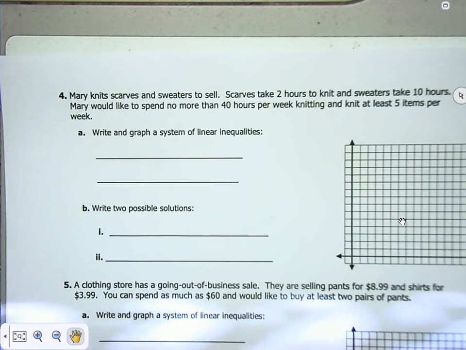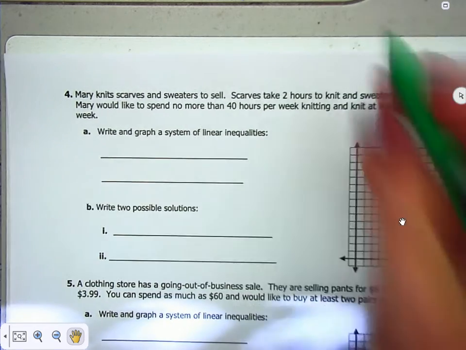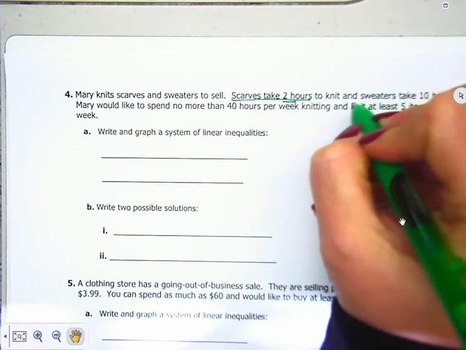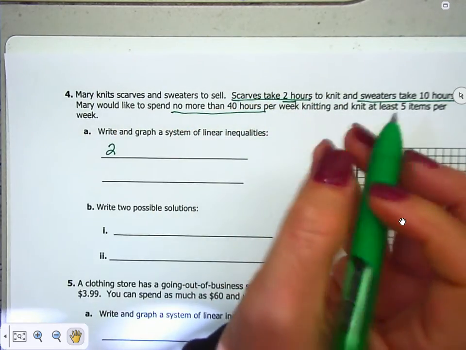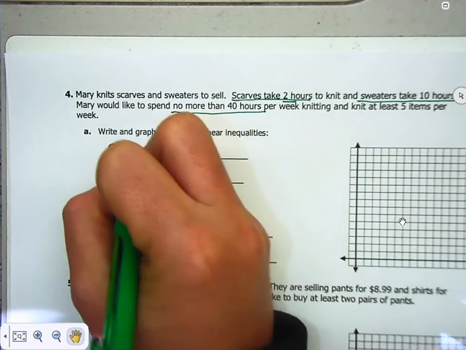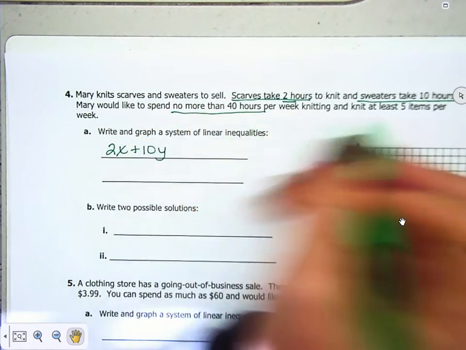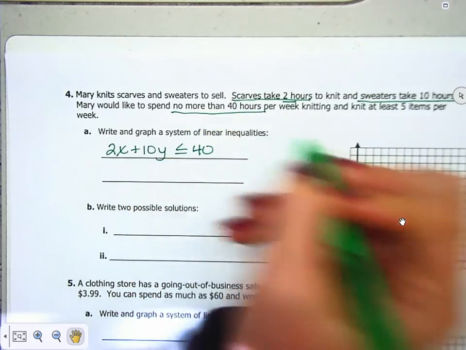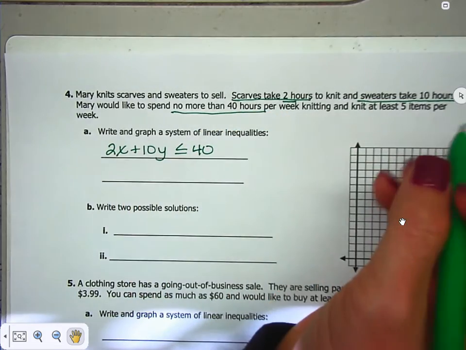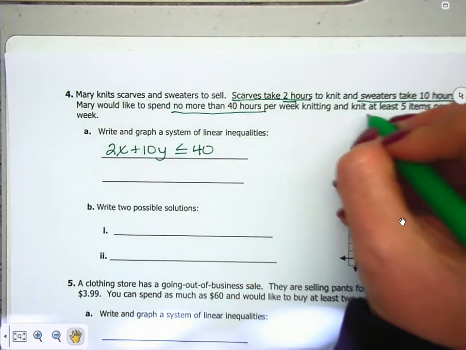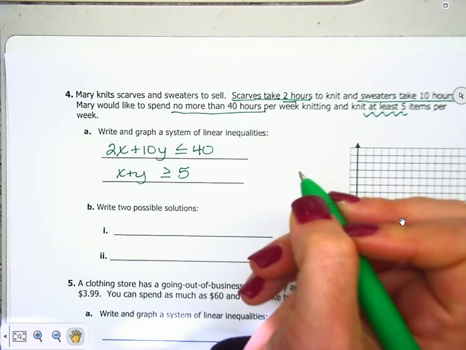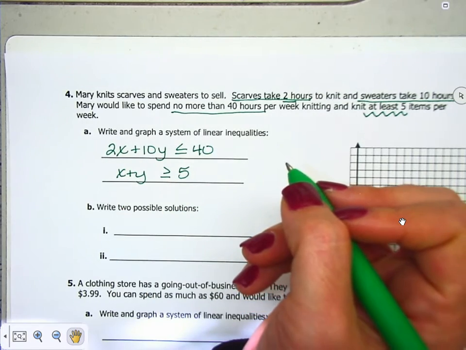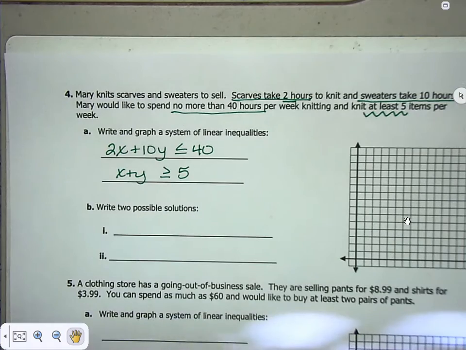Okay. Mary knits scarves and sweaters to sell. Scarves take 2 hours to knit and sweaters take 10 hours. So we've got 2 hours for scarves and sweaters are 10 hours. She'd like to spend no more than 40 hours. Okay, so 2 for scarves, which is going to be our X, and 10 for sweaters, which is going to be our Y. And she wants to spend no more, so that means less than or equal to 40 hours. At least 5 items per week. So at least 5 means that X plus Y we want to be greater than or equal to 5. Okay, jump back.